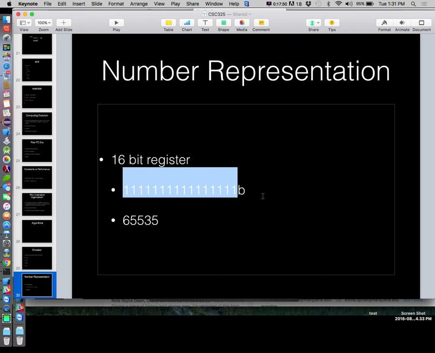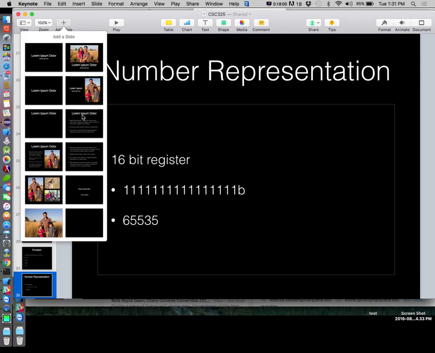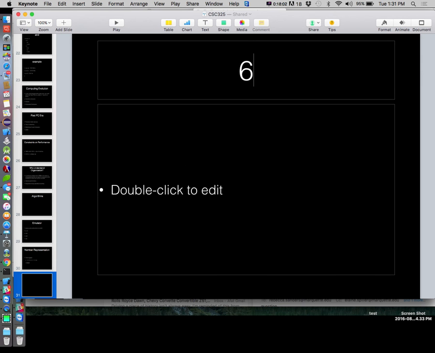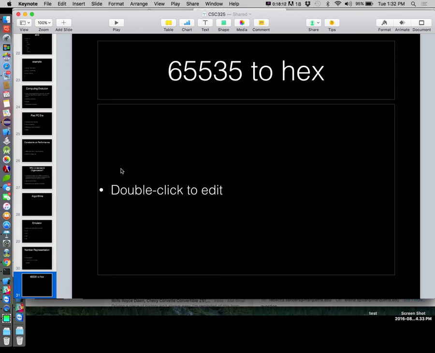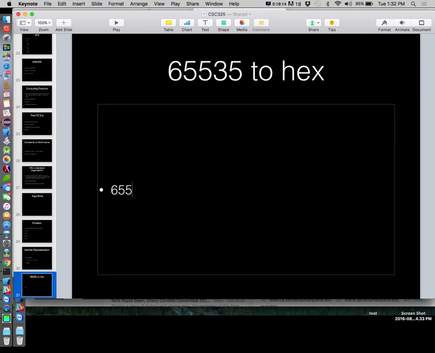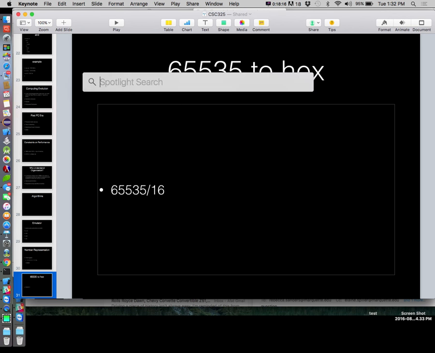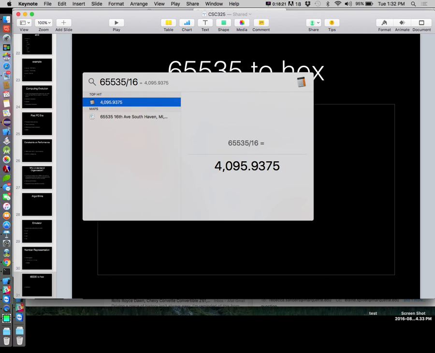All right, so this is binary, this is decimal. Now we need to do the hexadecimal version of that. So previously, I've taught that the way to convert a value to base 16, or let's say to hex, we would take the 65,535, we divide it by 16, 65,535 divided by 16 gives us 4095.